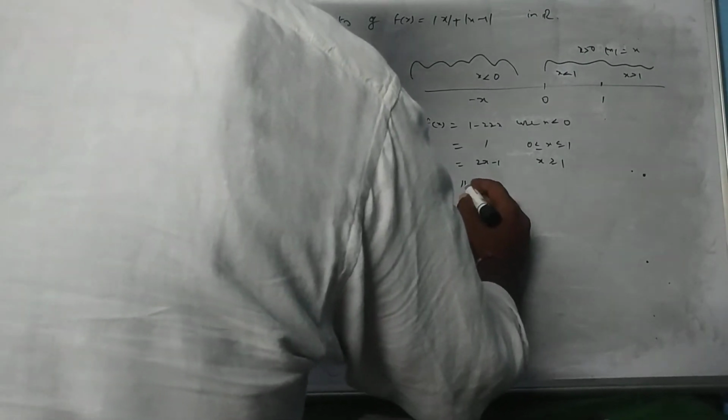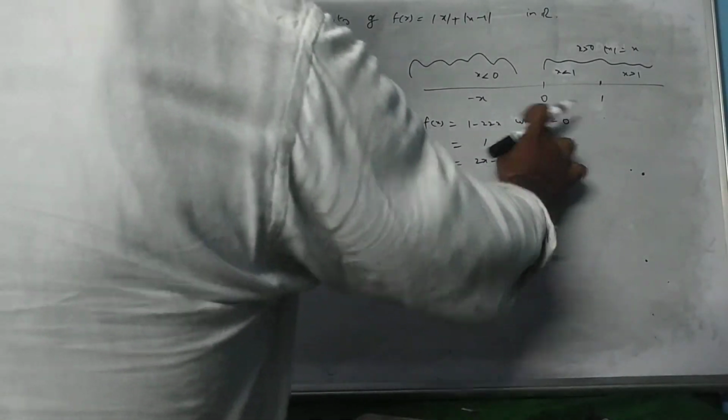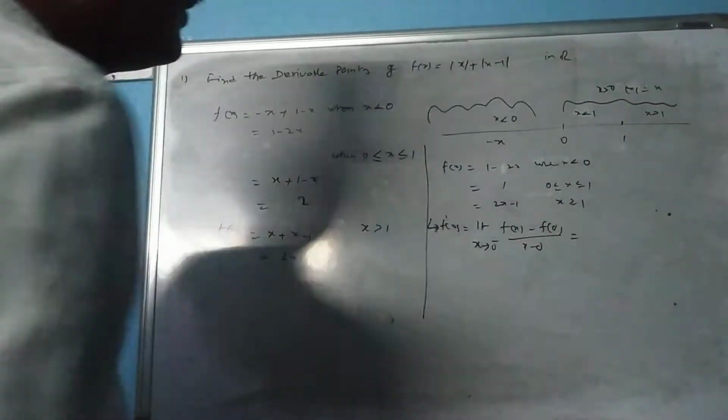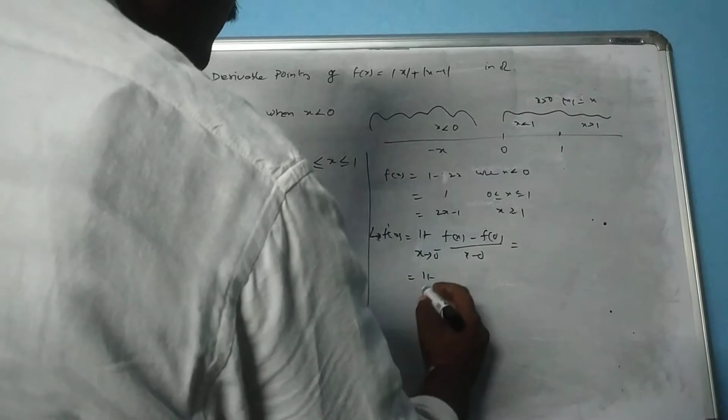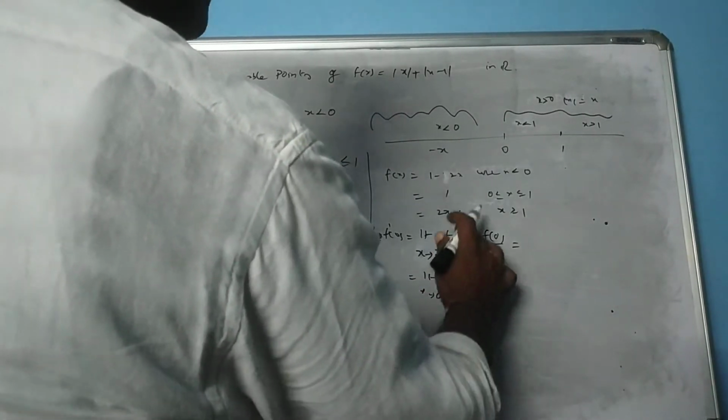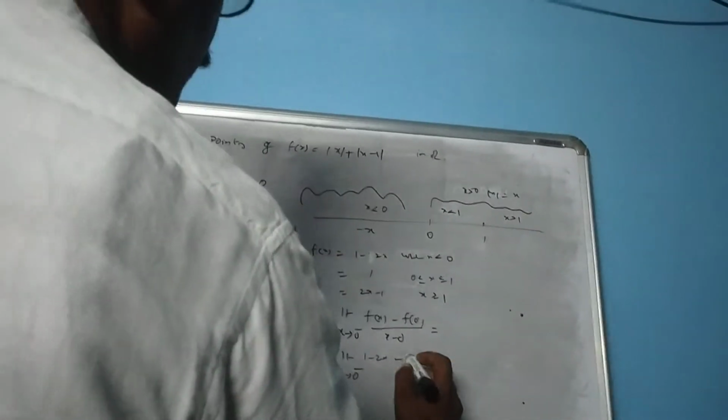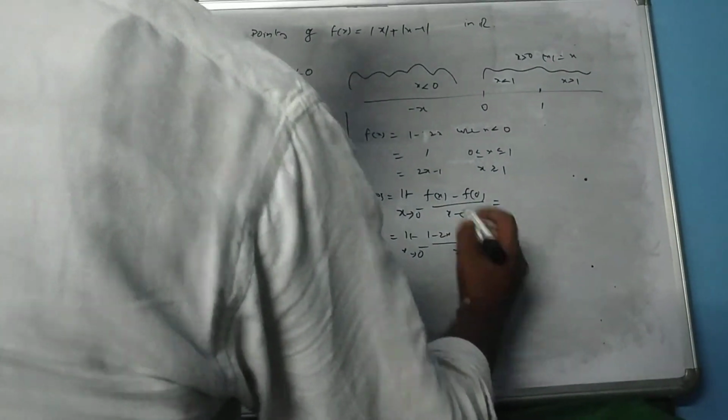Limit as x tends to 0 minus, f dash 0 for x less than 0, f of x is 1 minus 2x, so it is f of x minus f of 0 by x minus 0. You see friends, here this is the limit as x tends to 0. f of x means 1 minus 2x, f of 0 means 1, divided by x. These two will get cancelled. This value is minus 2.